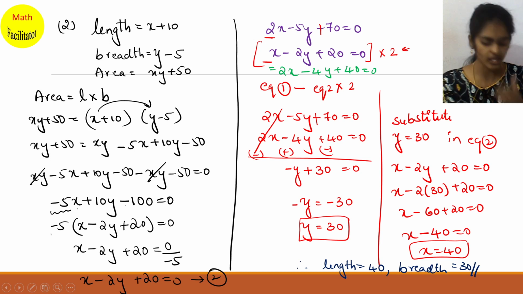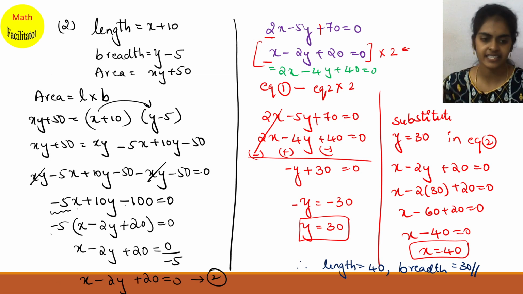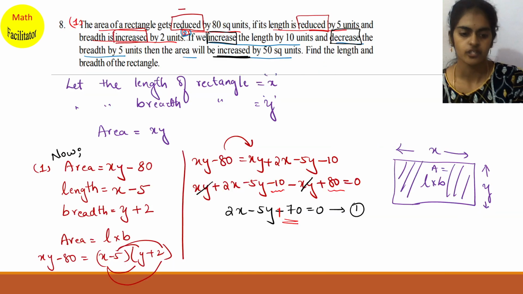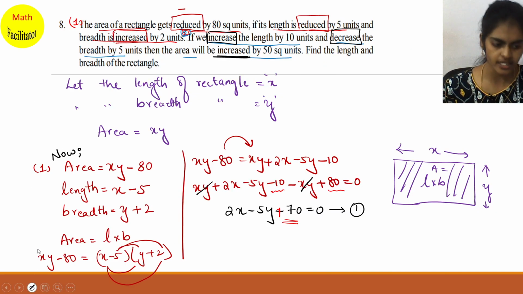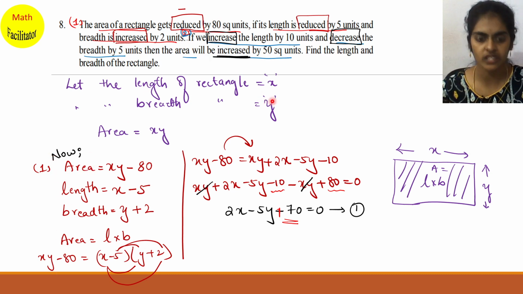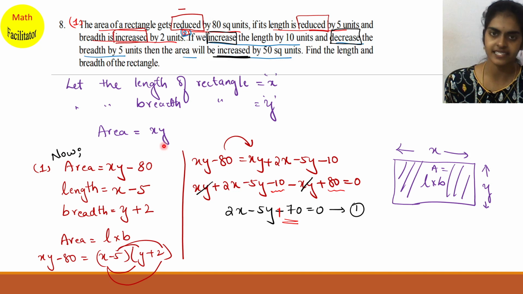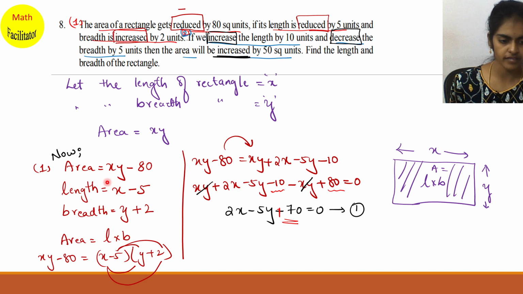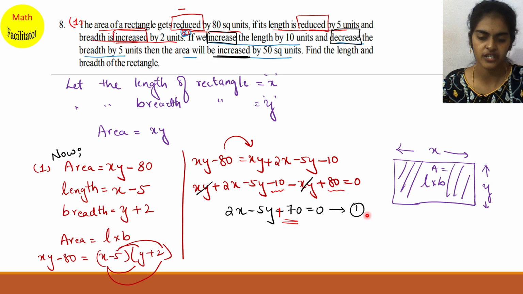Did you all understand this question? Length is 40 units and breadth is 30 units. Clear? So firstly, we have understood both the conditions. I wrote the first condition. Firstly, I took the general form. Length is x, breadth is y, area is xy. Now, the area of a rectangle is reduced by 80, so from area, I have to subtract 80. And length is reduced by 5 units, so from length, I should subtract 5 units. And breadth is increased by 2, that means to breadth y, I should add 2. And again, substitute in the area formula and solving, you will get equation 1.